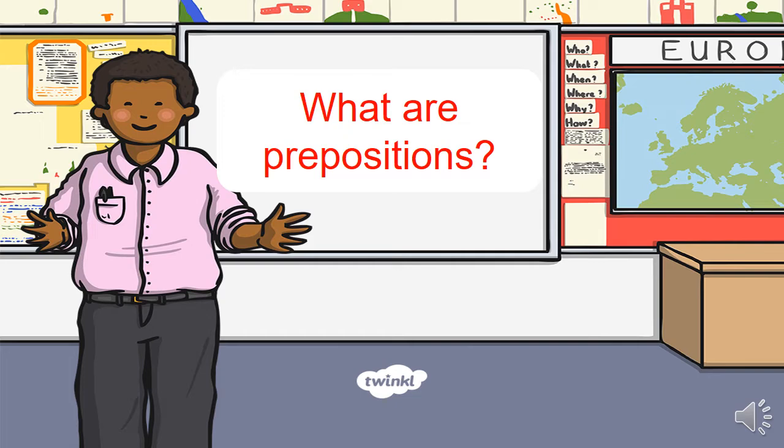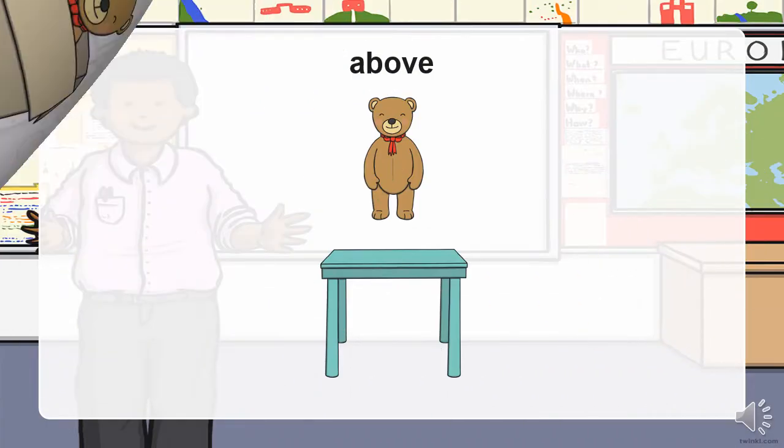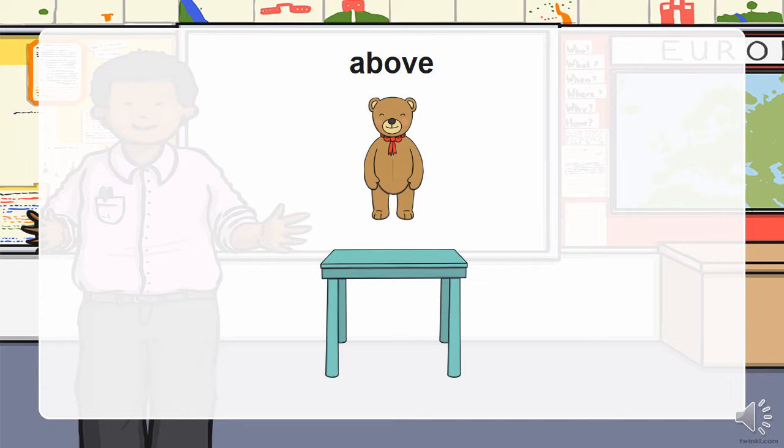Our next topic for today is prepositions. So what are they? Prepositions are words we use to locate a place of a person or an object. Let's see where is the bear in each of these pictures. Here, the bear is above the table.